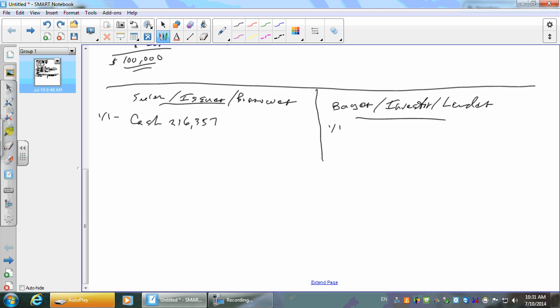All right, 216,357. Guess how much the people that lend the money, that invest, that buy it, how much cash are they going to give up? Same thing. Excellent. Okay, gang. Give me the rest of the journal entry.